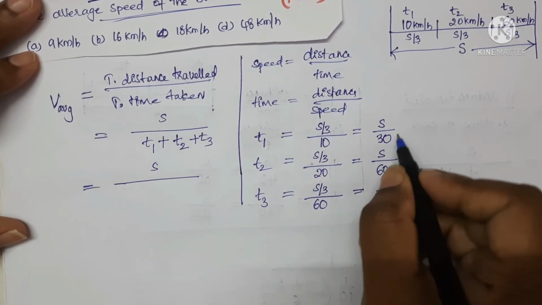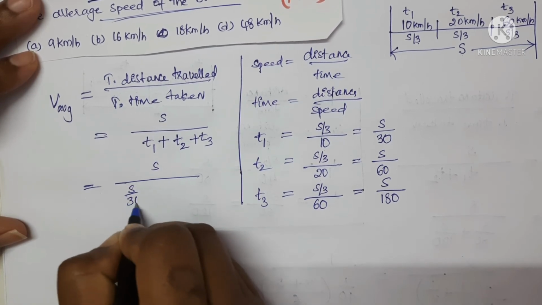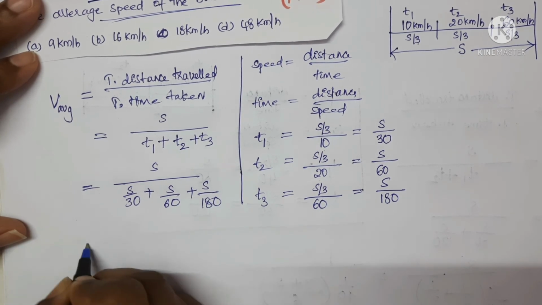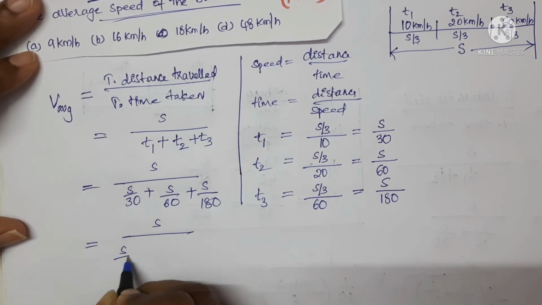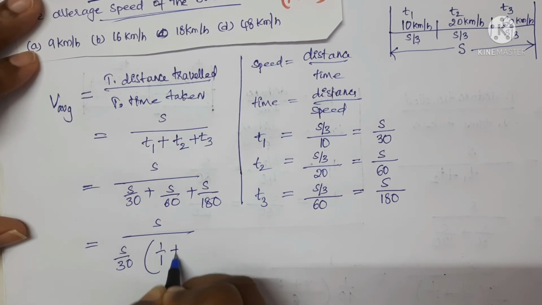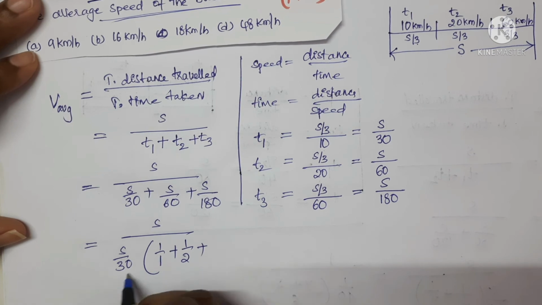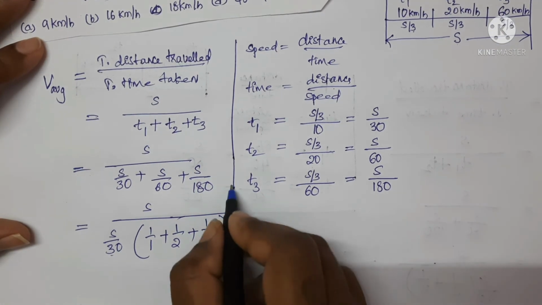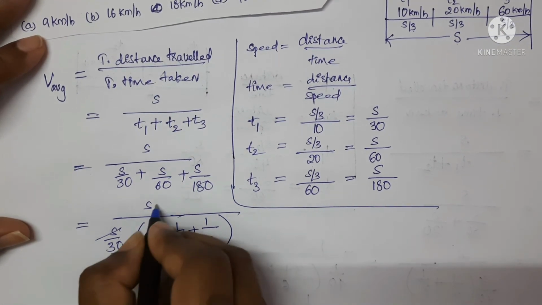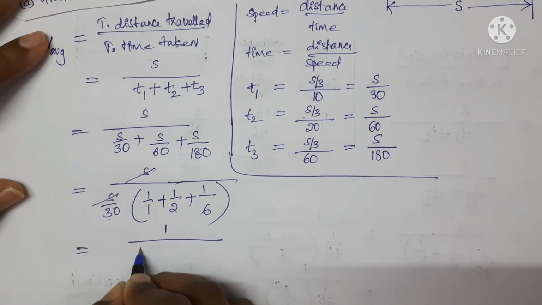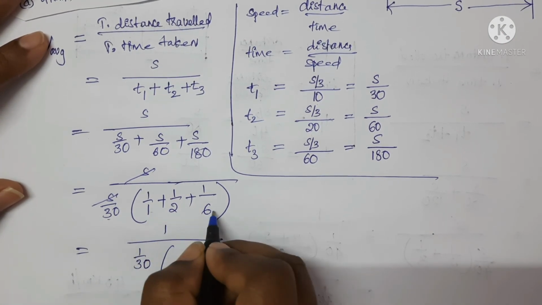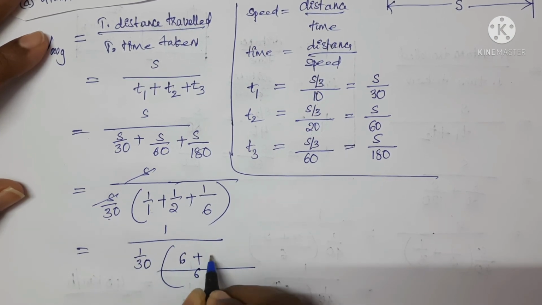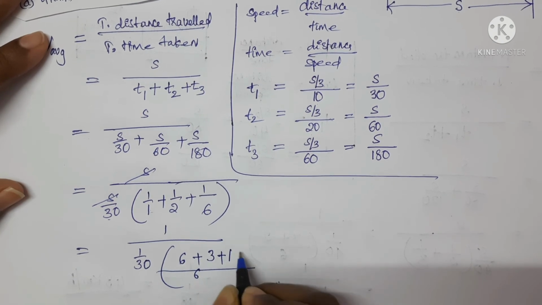Let us substitute the values of T1, T2, T3 here. S upon T1 value is S by 30, T2 is S by 60 and the T3 is S by 180. Now take S by 30 as common. So 1 by 1 plus here it is 1 by 2, 2 30s are 60. Now 1 by 6, 6 30s are 180. Which is equal to S and S will get cancelled. The remaining terms are 1 by 30. Now take the LCM for 1, 2 and 6. Here we will get 6 as the LCM. Here it is 6 1s are 6, 3 2s are 6, 1 6 are 1.